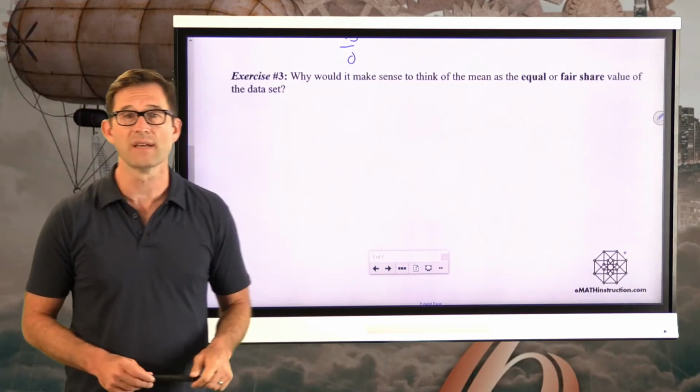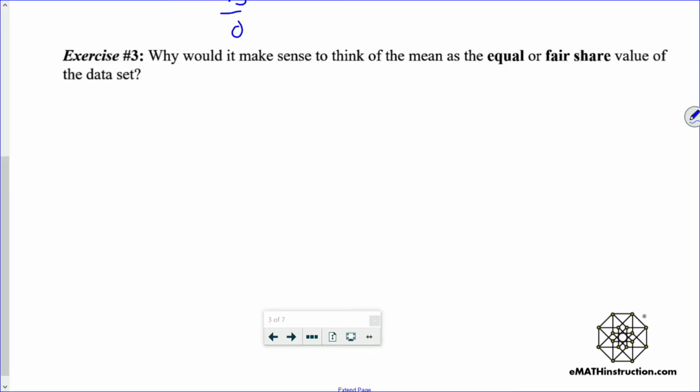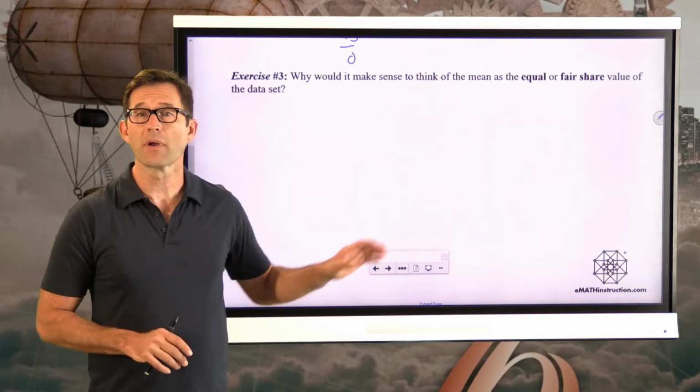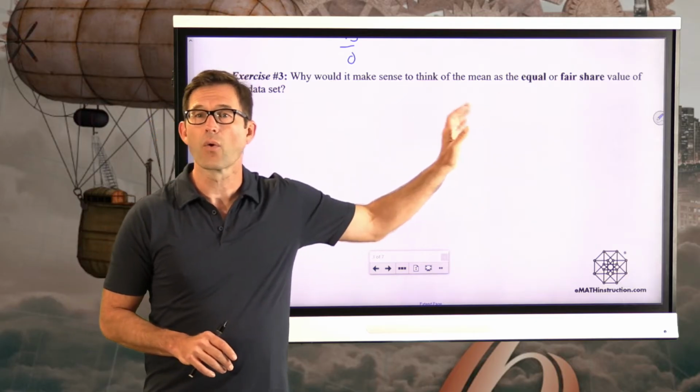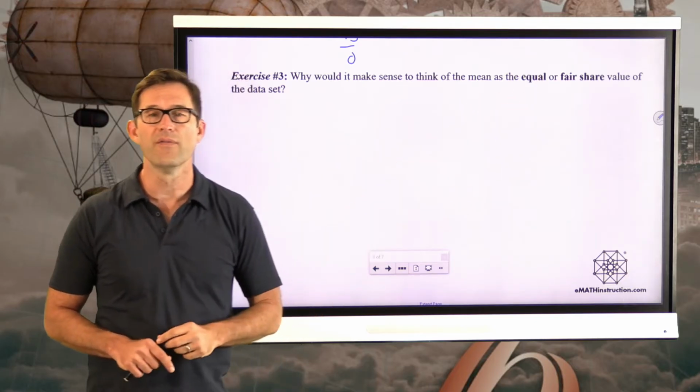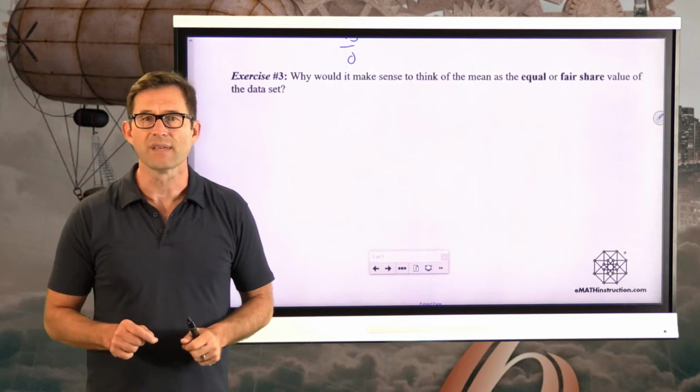Let's take a look at exercise number 3. Why would it make sense to think of the mean as the equal or fair share value of the data set? All right, so this is important terminology. It's the equal share or the fair share value of the data set. Why does that make sense?